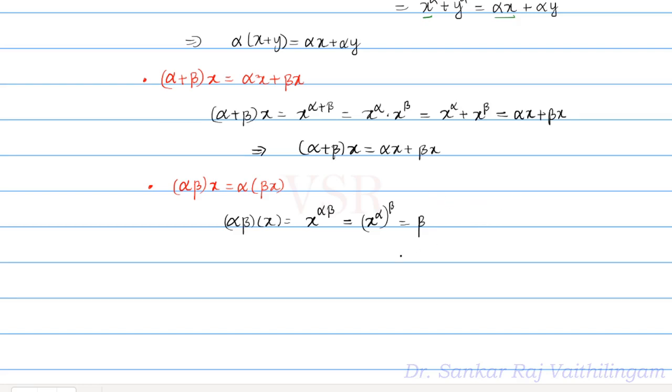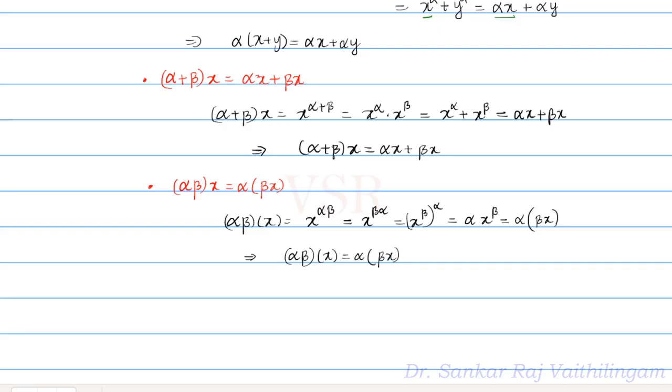So I'll rewrite it here this way. That is, x to the power alpha beta can be replaced by beta alpha. So this is equal to x to the power beta, the whole power alpha. So this is equal to alpha times x to the power beta. So this is equal to alpha into beta times x. So that's what we have proved: alpha beta of x is equal to alpha into beta of x. So this we have proved.